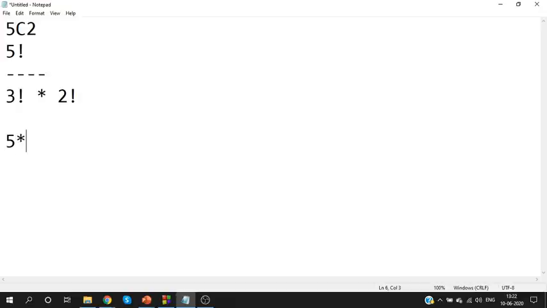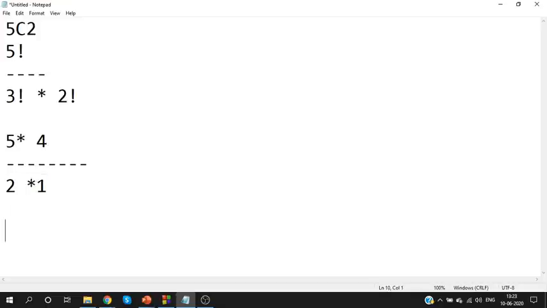5 factorial is 5 into 4 into 3 factorial, divided by 3 factorial into 2 factorial. What is 2 factorial? 2 into 1. If you observe, this 3 factorial and this 3 factorial can be cancelled. If I cancel them, I have 2 terms in the numerator and 2 terms in the denominator. Can you all understand this? We have 2 terms in the numerator and 2 terms in the denominator.